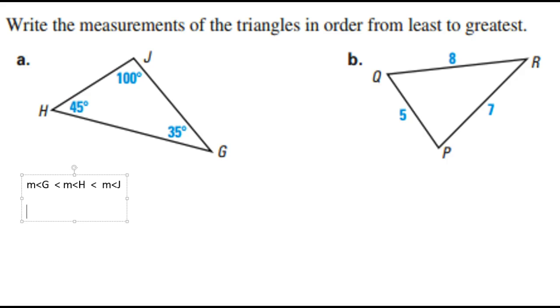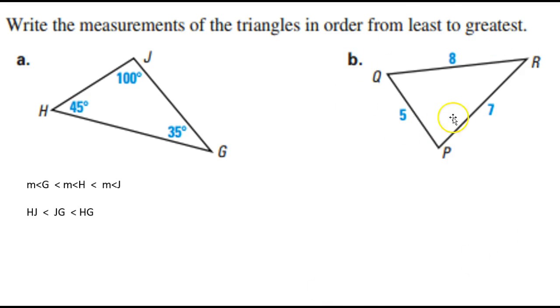But don't forget we also have sides, so we need to look across from those angles to figure out the smallest side. G is the smallest angle, which means across from it is going to be the smallest side. That's going to be HJ. Then angle H was next, so across from that is going to be our medium side. Lastly, across from the 100 is going to be the largest side. To write our measurements from least to greatest for our sides, we have HJ, which is less than JG, which is less than HG.